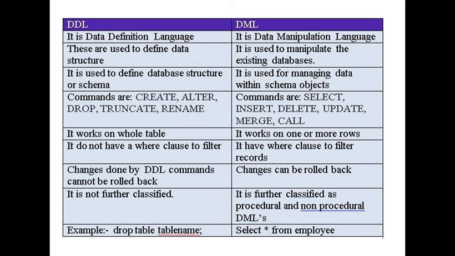Changes done by DDL commands cannot be rolled back, but DML commands can be rolled back, which means you can alter the change also. DDL is not further classified, but DML is further classified as procedural and non-procedural DMLs. One example: drop table followed by the table name means the table will be deleted, and select star from employee means all the records from the employee table will be displayed. These are examples of DML commands.